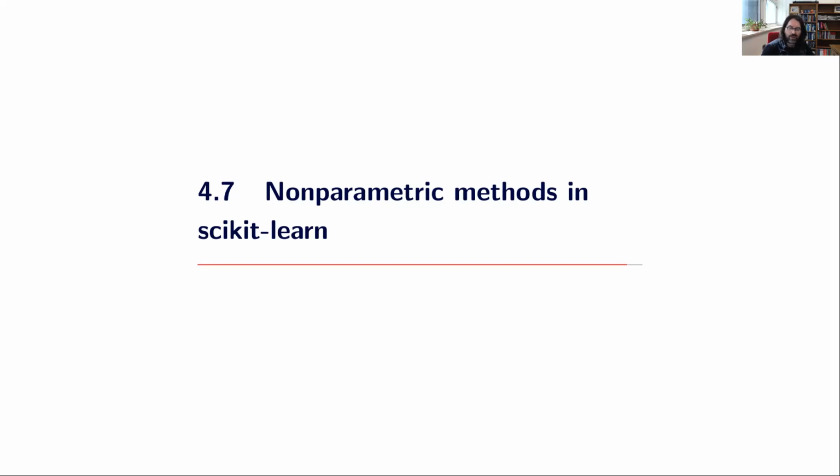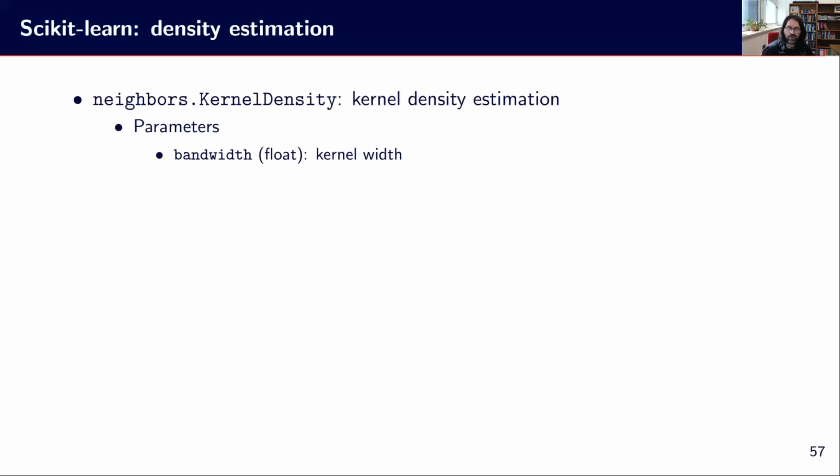And now let's look at what we have in scikit-learn for making use of non-parametric methods. At first, for density estimation, we have kernel density estimation available in scikit-learn. We have this in the submodule neighbors, KernelDensity. And this KDE estimation will get as parameters the bandwidth, of course, the kernel width.